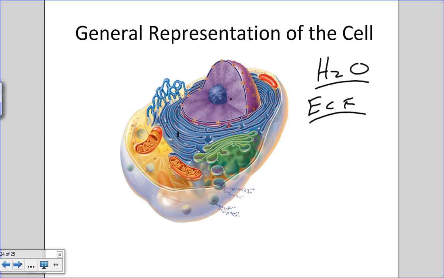Now as we take a look at this cell here, we can see a few different parts. First, let's talk a little bit about the cytoskeleton. The cytoskeleton.